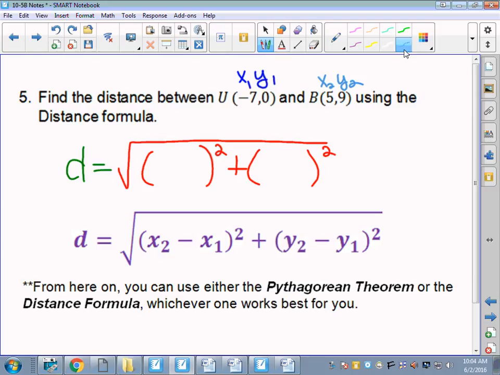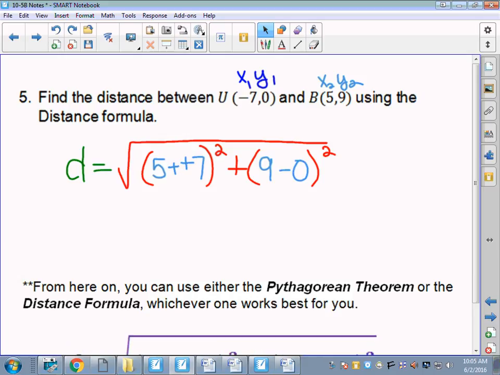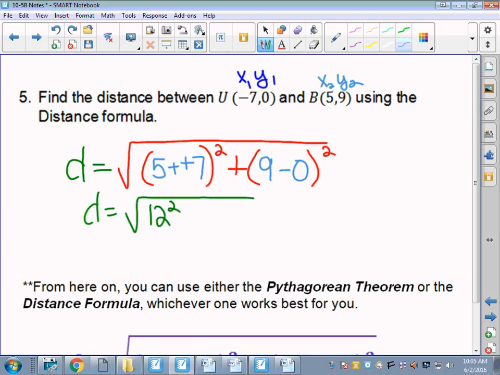So what's my x2 minus x1? 5 minus -7, which I know is going to become plus a positive. It's only when they're next to each other. What's my y2 minus y1? 9 minus 0. So now I've just got some math to do. So D equals the square root of, what's 5 plus 7? 12. What is 9 minus 0?